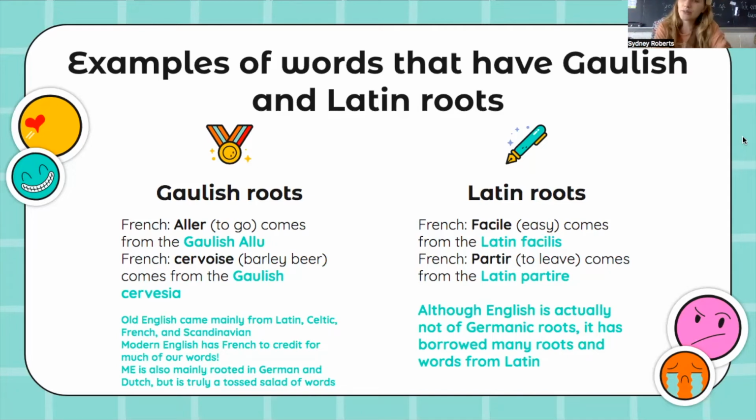And then looking at our Latin roots, we've got words like facile, which means easy, which would come from the Latin word facilis. French partir, which means to leave, comes from the Latin partire. And then once again, although English is not actually of Germanic roots, it has borrowed many roots and words from Latin.